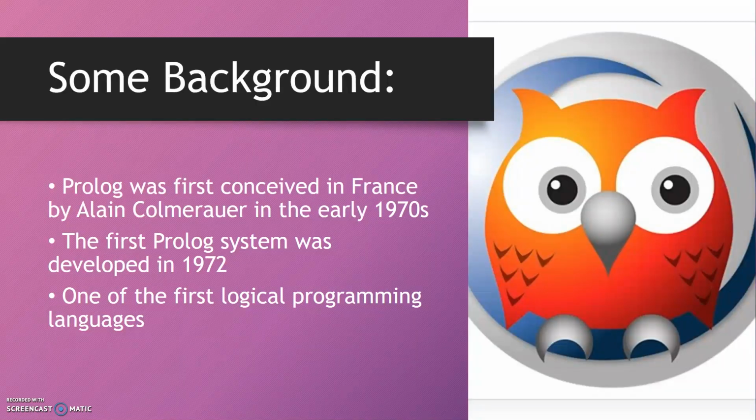Just some background about Prolog. Prolog was first conceived in France by Alain Camacho in the early 1970s. The first Prolog system was developed in 1972, and it's one of the first logical programming languages. To the right is the Prolog logo, which is an owl. And pictured to the right is the creator of Prolog.